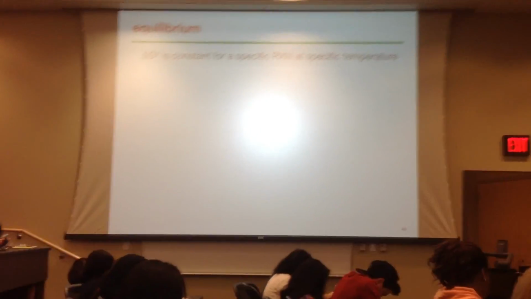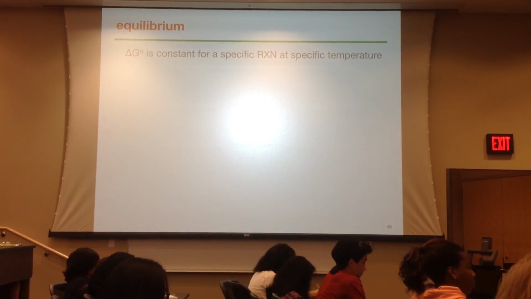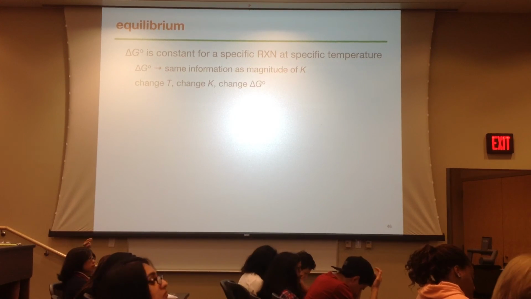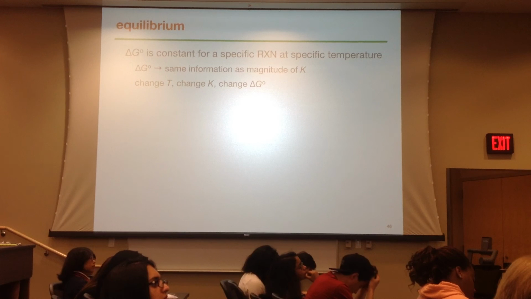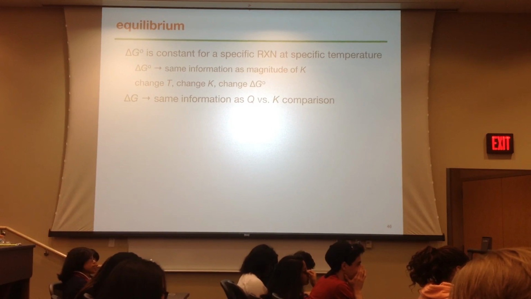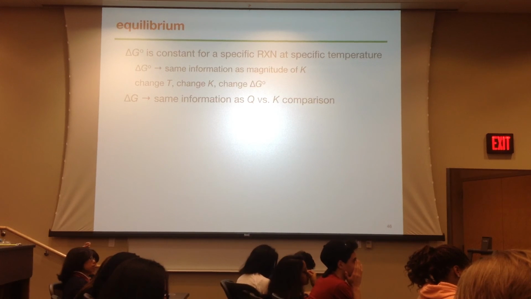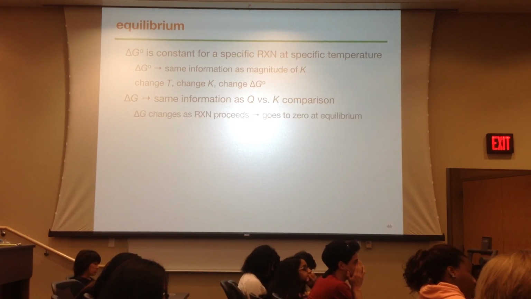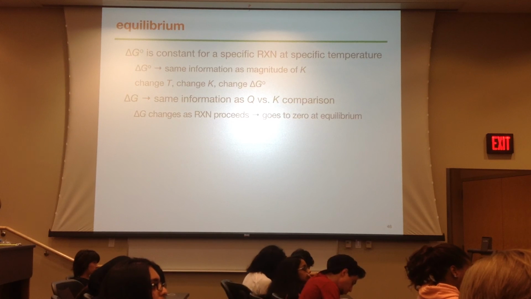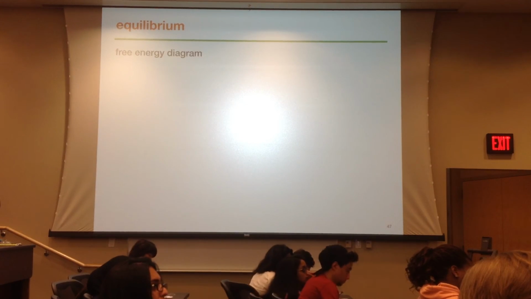Delta G0 is a constant for a specific reaction at a specific temperature. It tells me basically the same information as K. Change T, change K, I'm going to change delta G0, like what you just saw. Delta G gives me the same information as Q versus K. In other words, it tells me the direction in which my equilibrium shifts. So delta G will change as the reaction goes forward. It goes to 0 at equilibrium.